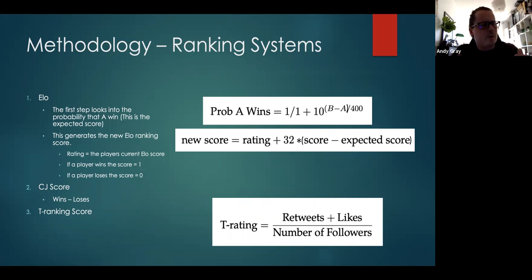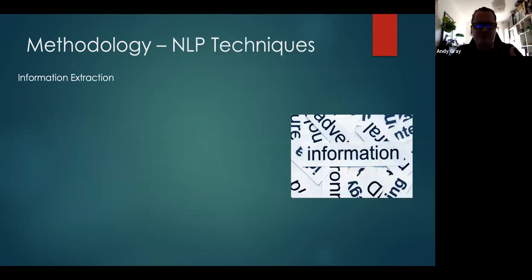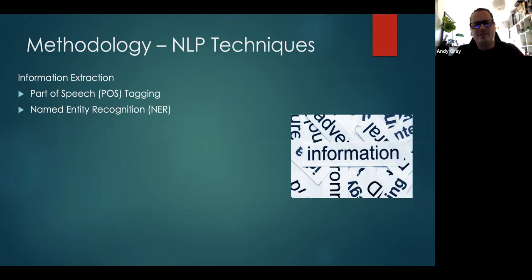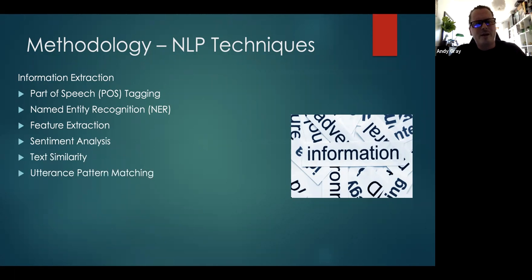We were aware that there were probably better methods out there, but for the scope of this experiment, we thought this simplistic approach would probably suffice. So in terms of NLP, we tried to do some information extraction. For that we used a couple of techniques: part of speech (POS) tagging, named entity recognition (NER), feature extraction, sentiment analysis, text similarity scoring, utterance pattern matching, finding word sequence patterns, and key phrases.